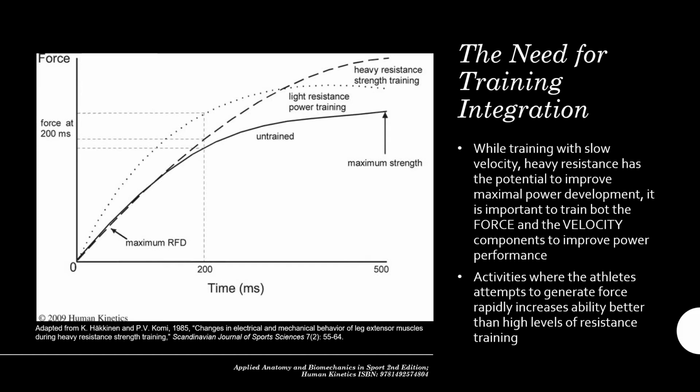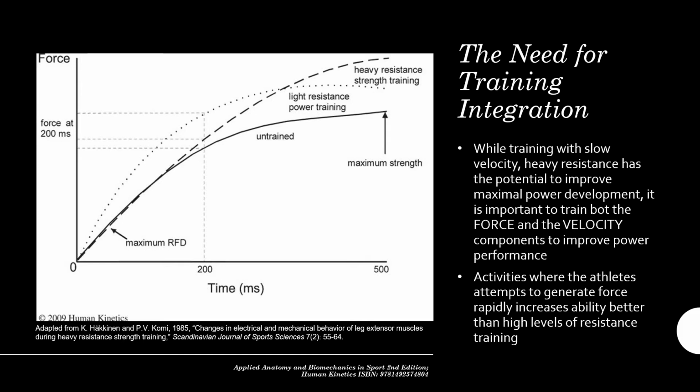We need to also train the body with the force and the velocity components to improve our power performance. So if I need you to be able to do a pushing motion quickly, yes, I could crank up your bench press to ridiculous numbers, but I also need to teach you how to move quickly. Any activity where the athlete attempts to generate force rapidly is going to increase the ability to do that again better than any high level of resistance training.